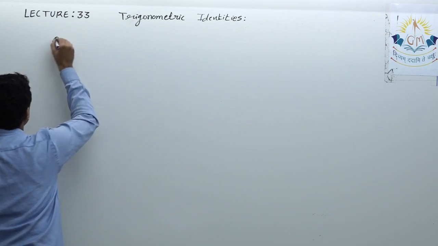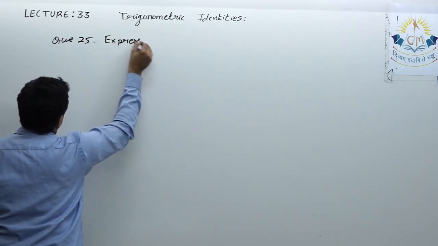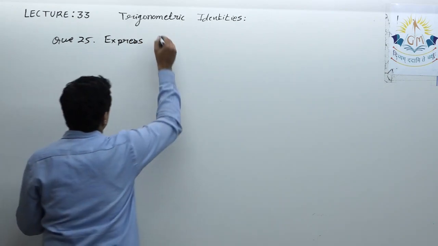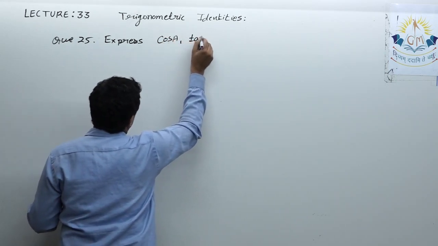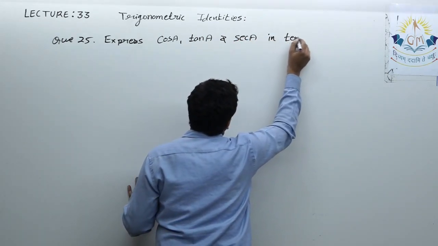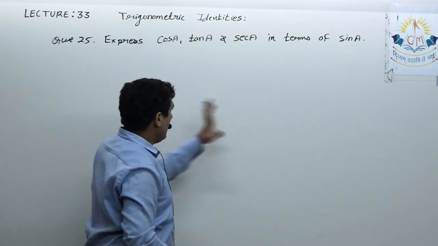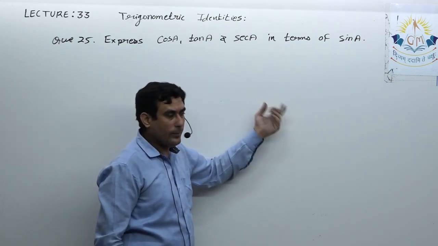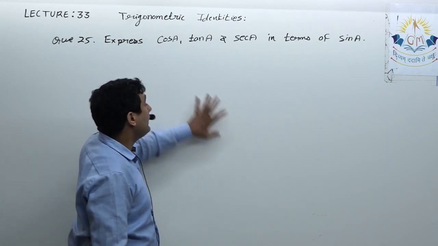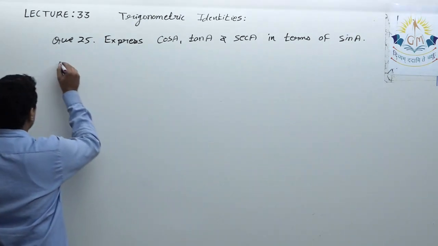So the question is: express cos A, tan A and sec A in terms of sin A. That means cos A is equal to something in terms of sin A. It might be in a root, it might be in the denominator, it might be in the numerator, there might be a constant number, but among the trigonometric ratios, only sin A should be there. So let us see how to solve this.